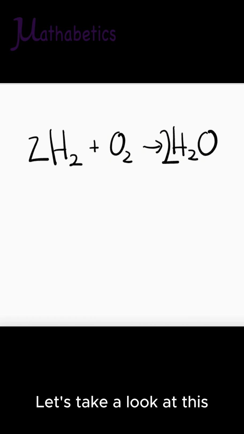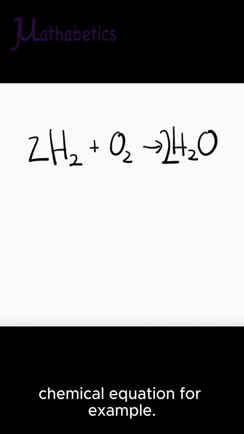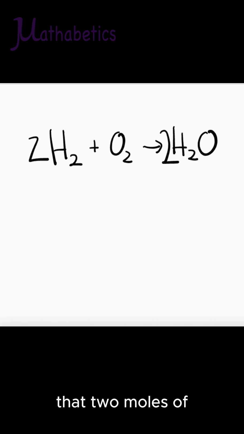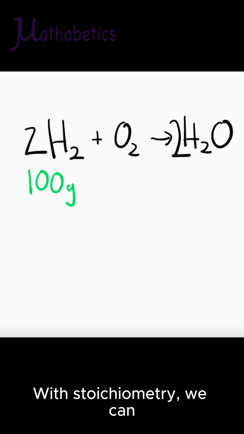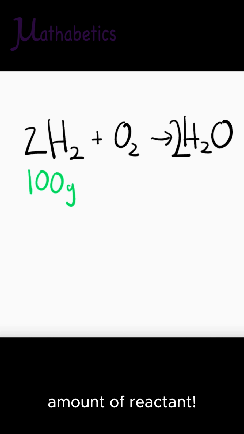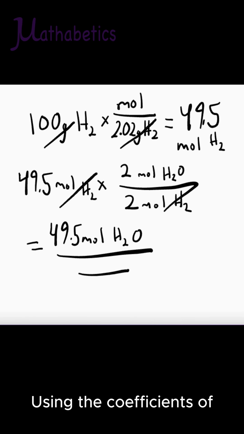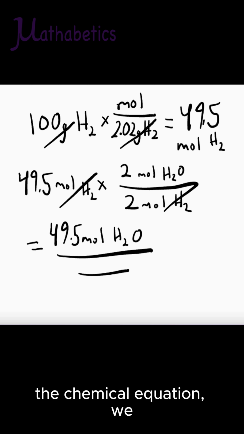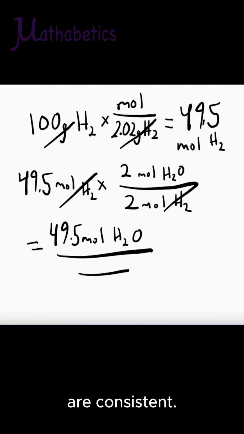Let's take a look at this chemical equation, for example. This equation tells us that 2 moles of hydrogen react with 1 mole of oxygen to make 2 moles of water. With stoichiometry, we can predict how much product we'll get from a given amount of reactant. Using the coefficients of the chemical equation, we can calculate quantities as long as we make sure units are consistent.